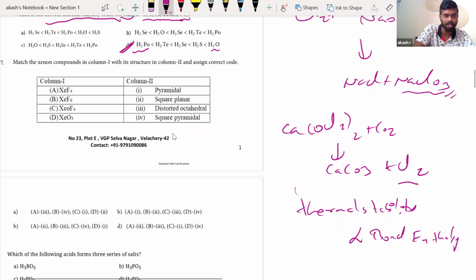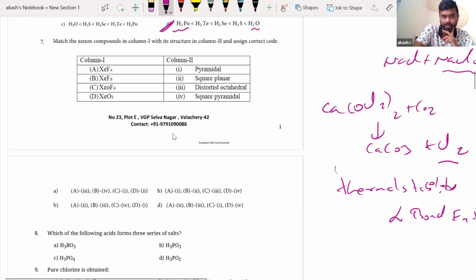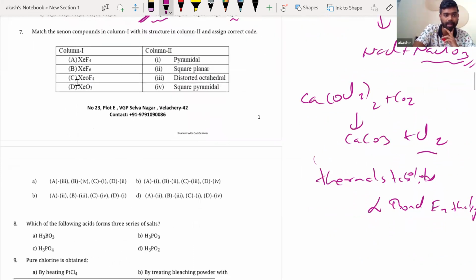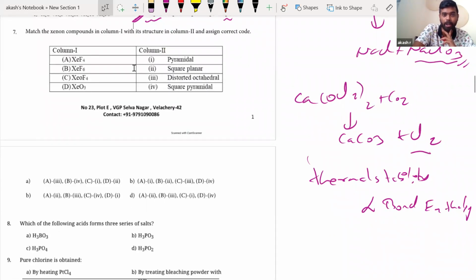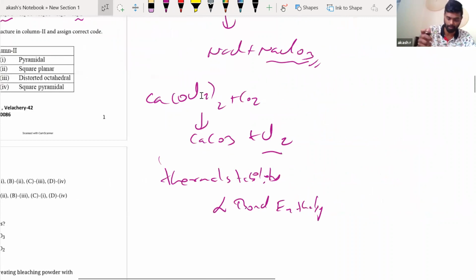Next. Question number 7. You have to do the shapes, that's what you have to do for all these compounds, XeF4, XeF6, all these compounds. You have to find what is the shape of this. Okay, right. Now we'll do it. Okay, first we have XeF4.